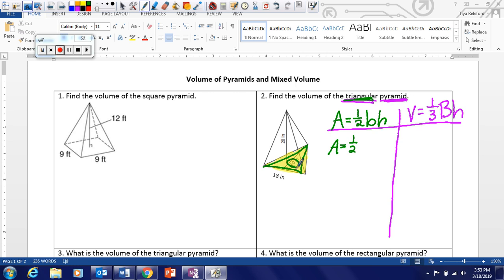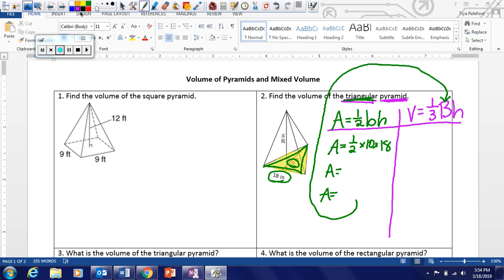But you have a base of 10 and a height of 18. Go ahead and finish that up. It'll take 2 steps. This number is capital B. And your height is 20. Now remember, 90 times 1/3 is the same thing as 90 divided by 3.